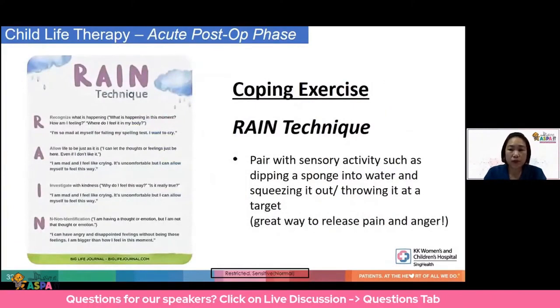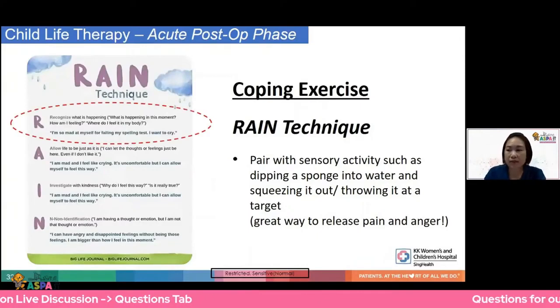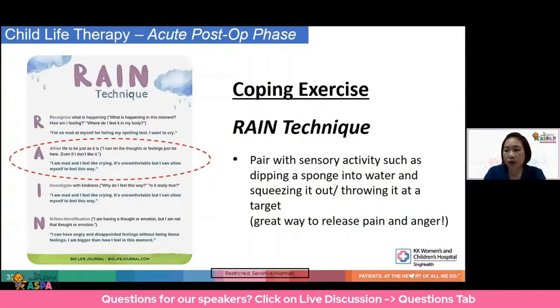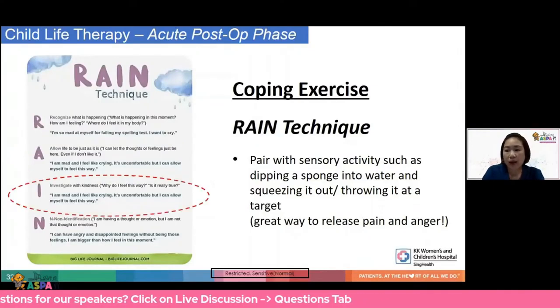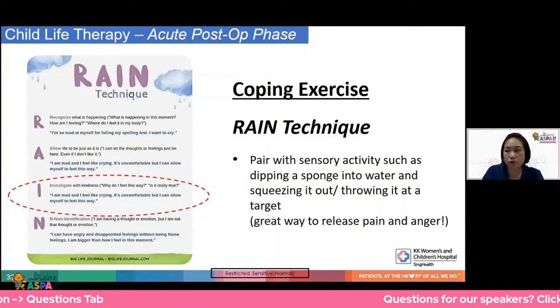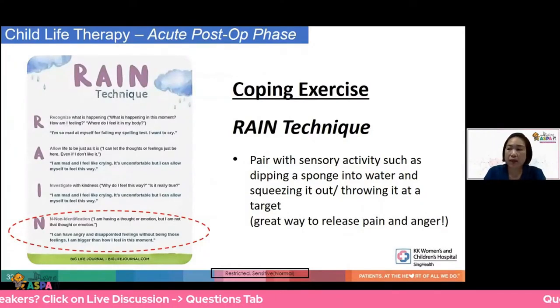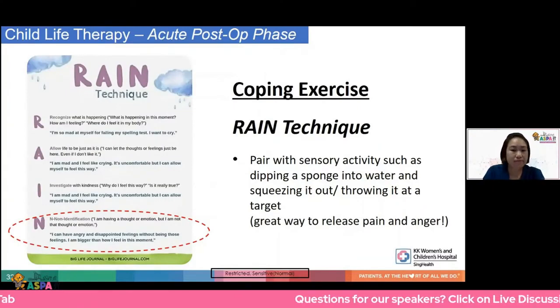And the coping strategy that we can use is called the RAIN technique, where R refers to recognizing and putting thoughts and feelings into action. A, looking at empowering the child to be okay with these thoughts and feelings. And I is about investigating the root of the feelings and extending self-compassion to oneself and the family. And N is about non-identification, and the child learns that having those feelings and thoughts is okay, but it does not mean that it defines the person.